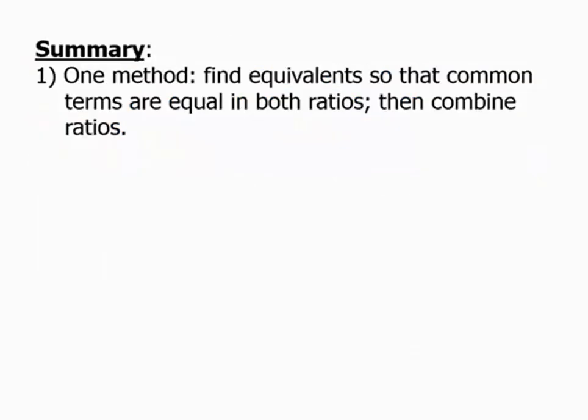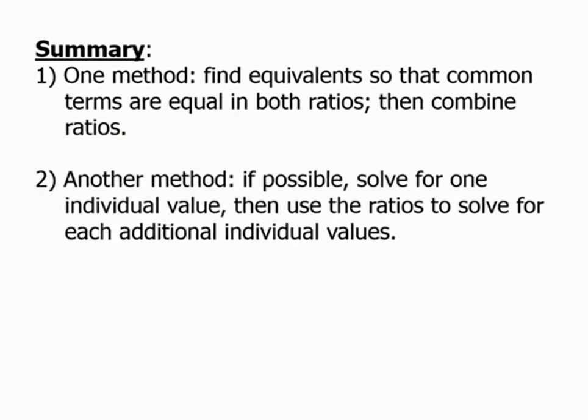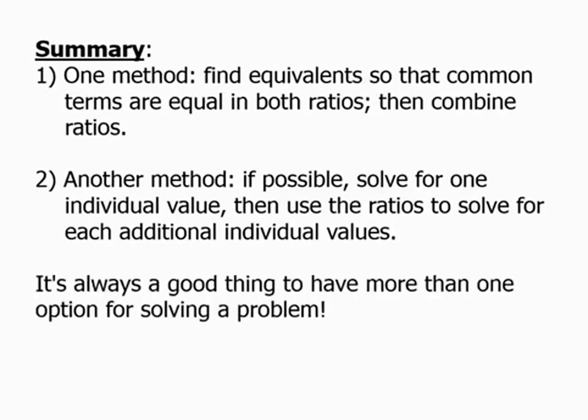In summary, one method is to find equivalent ratios so that the common terms are equal in both expressions, and then combine them. And this is most useful if what we're looking for is purely ratio information. Another method, if we're given an actual count, then we can solve for individual values, and then we can either use the algebra or solve directly for the values. And sometimes we have to combine both of these methods, especially if you're given information about a sum or a difference of two different groups. And if you can solve it in more than one way, it's always good to practice and make sure you can do that, because it's always a good thing to have more than one option for solving a problem.